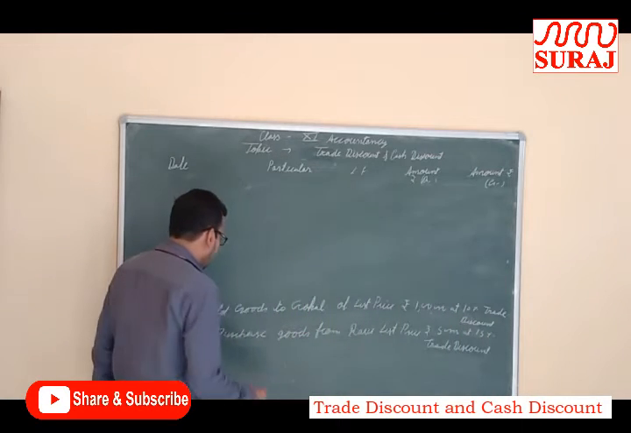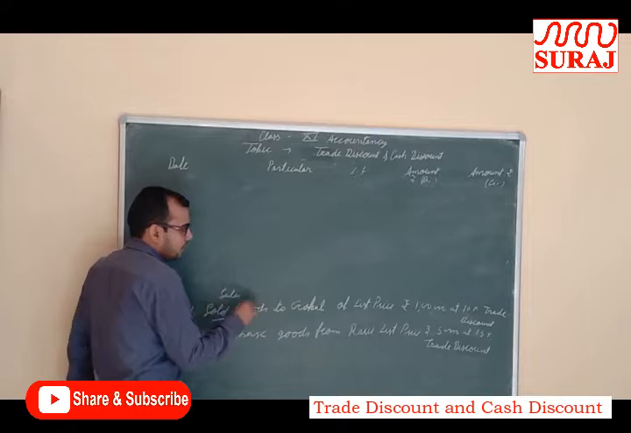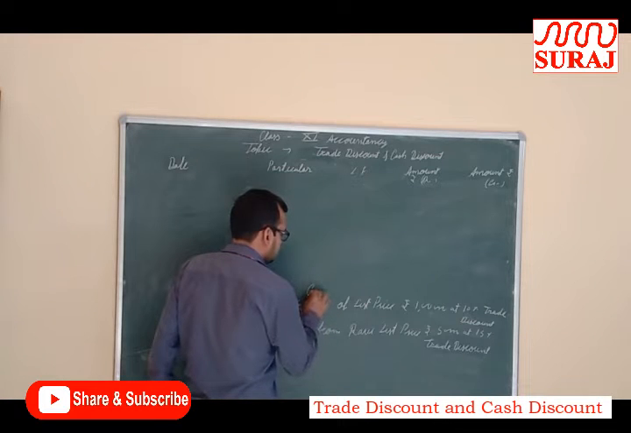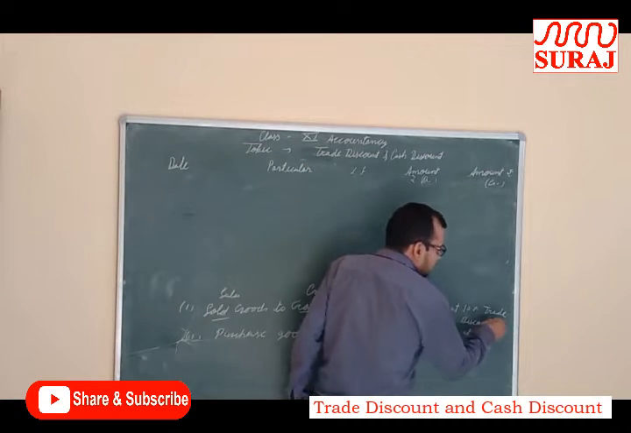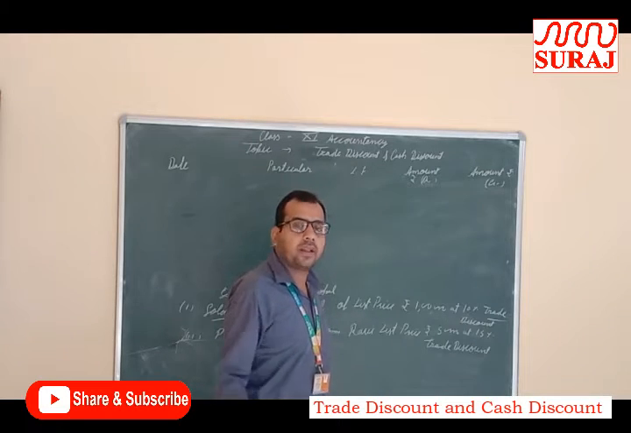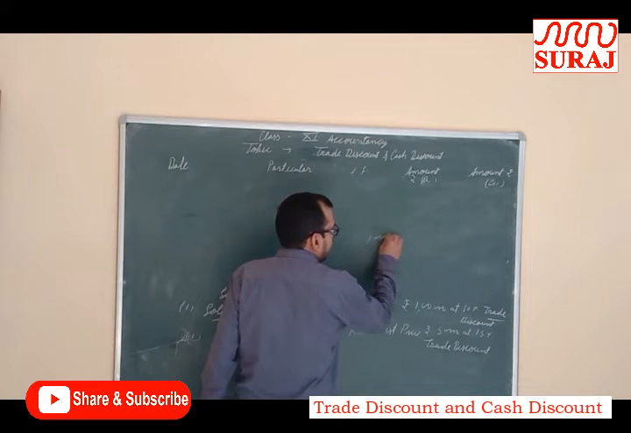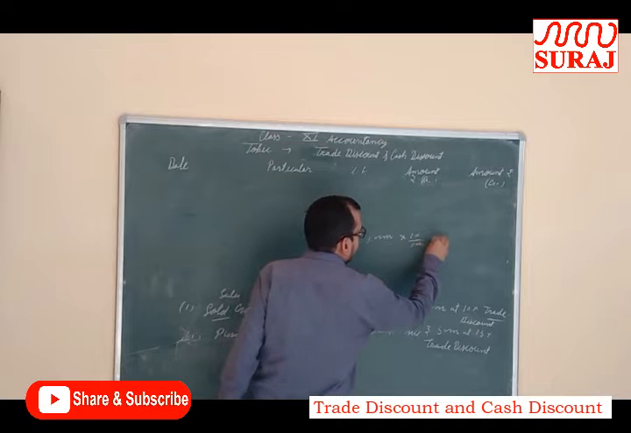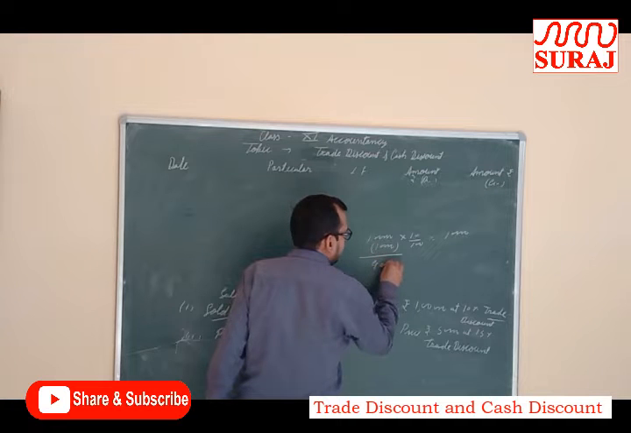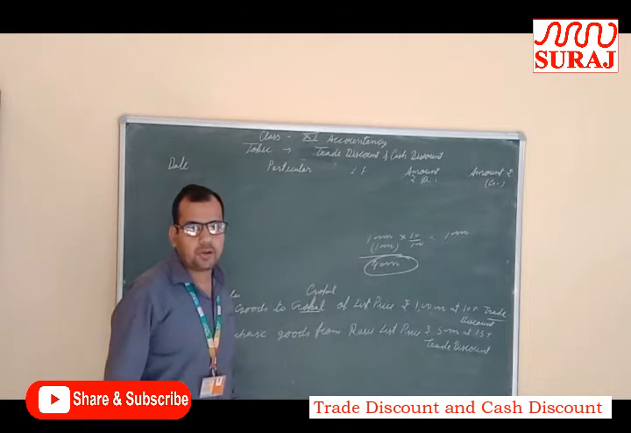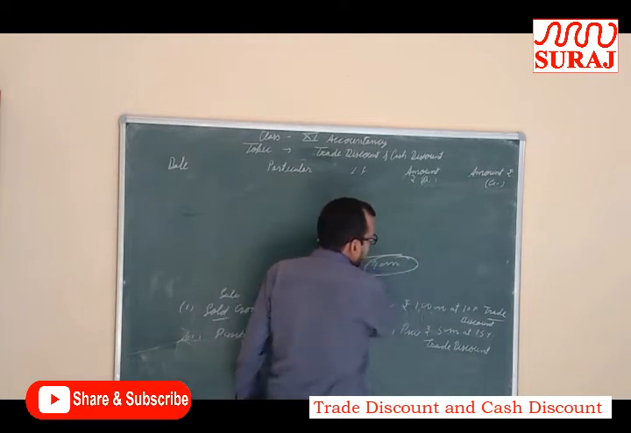Sold goods to Gopal. Along with goods sold, the entry will be Sales and Gopal. Trade discount, I told you, is never shown in the books of account. It is only deducted from the list price. 10% of 1 lakh is 10,000, which is deducted from 1 lakh. Your entry will be passed only through the 90,000, never from the 1 lakh.